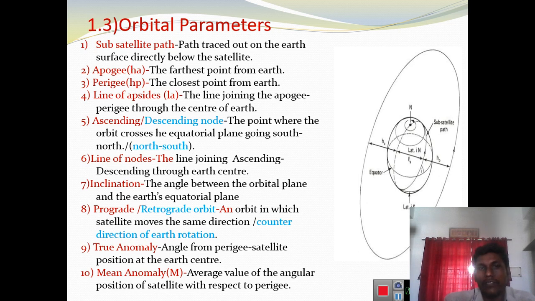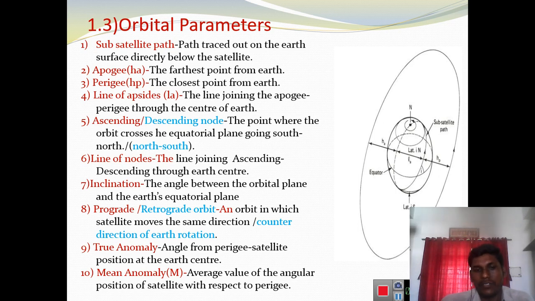The next parameter is the line of apsides. We draw a line between apogee and perigee, and the line joining these two points is called the line of apsides. Then there are the ascending and descending nodes. We have to find the orbital parameters in the direction of north to south. If you measure the orbit point from north to southward direction, that is called the ascending node, and if you measure the same thing from south to north, that is the descending node. And the line of nodes: the same way, joining the ascending and descending nodes is called the line of nodes.